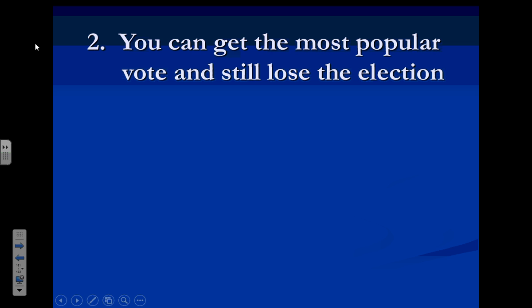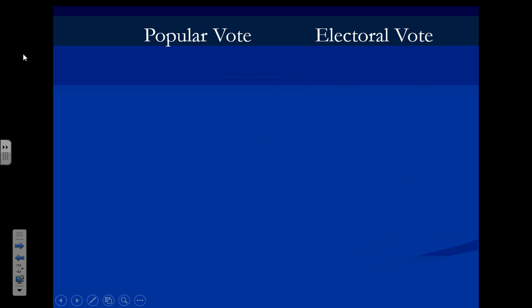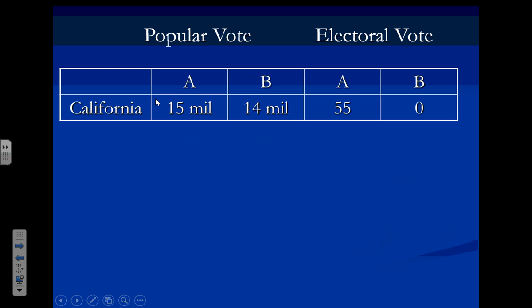Now, with that winner take all, it is possible to get the most popular votes and still lose the election. That's happened a few times in our history. Let me explain how that could be. Let's say we have 2 candidates, candidate A and candidate B, and let's just use a few states here. Let's say in California, candidate A gets 15 million votes, candidate B 14 million. It's very close, but candidate A won. Candidate A gets all 55 of the electoral votes. Candidate B, 0.